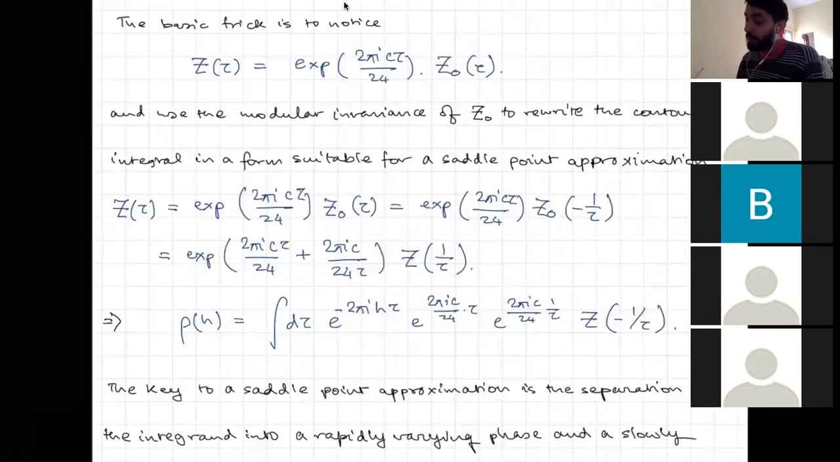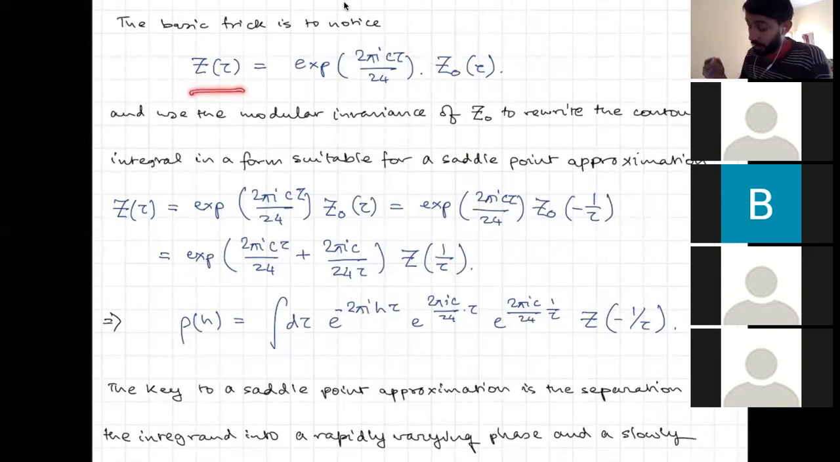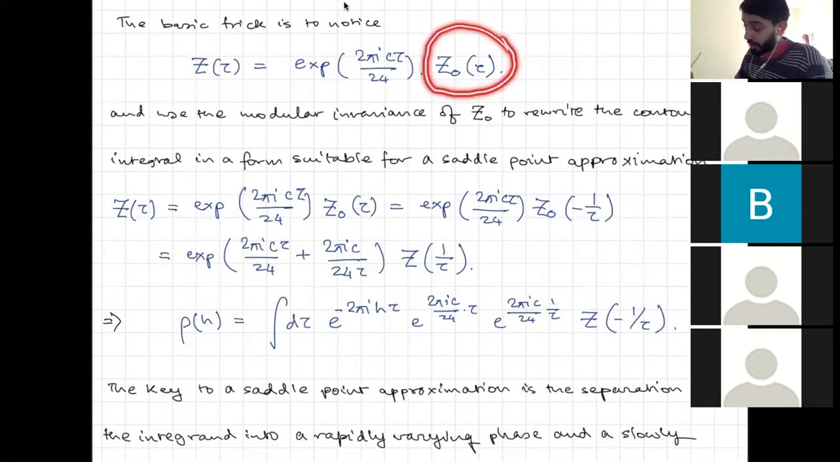The basic trick is to notice that Z of tau, not tau of z, has an exponential c tau by 24 factor multiplying Z naught of tau. So you have this, and you're going to now invoke the modular invariance of Z naught. Okay, so let's do this. And we're going to then use a saddle point approximation to actually find out what rho is.